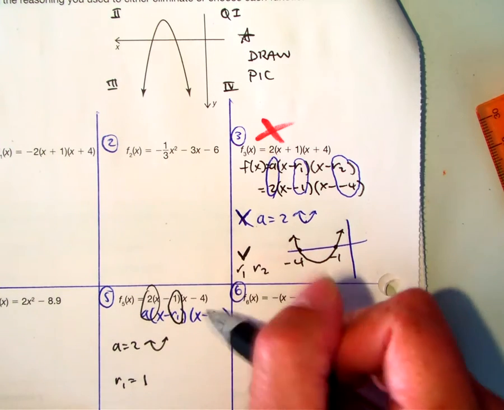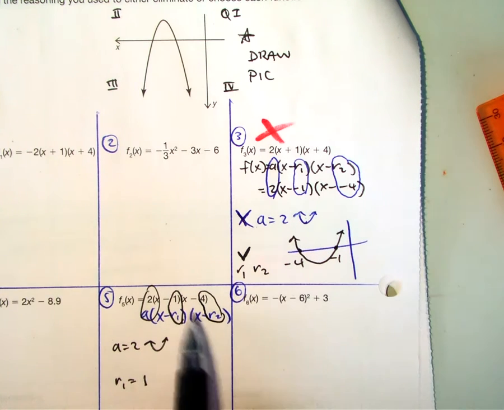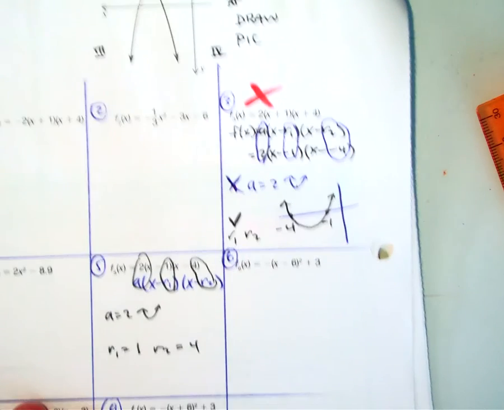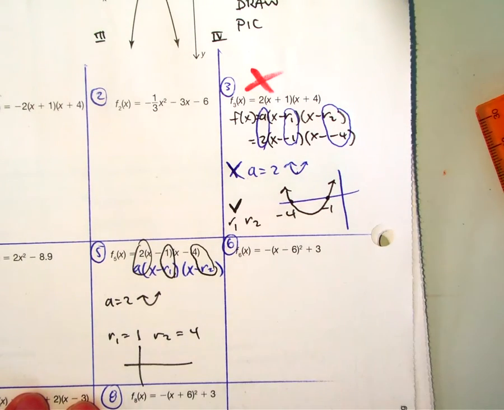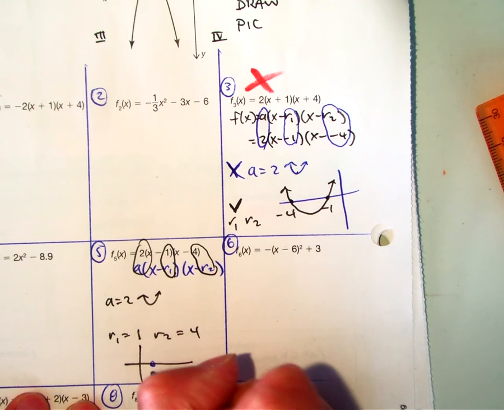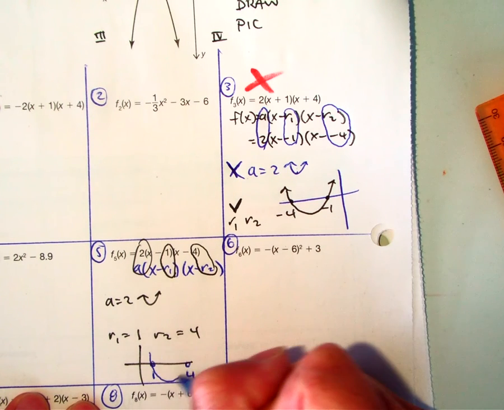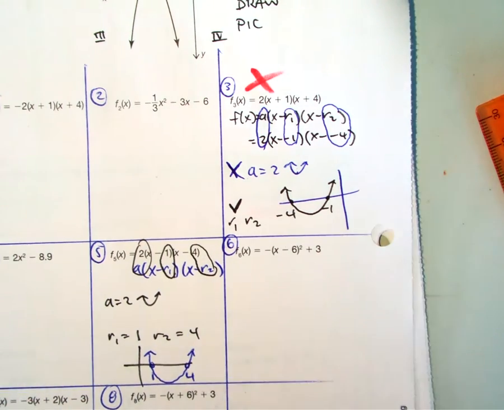And my R2 value is a +4. Do you see how I'm not circling the minus signs? So my graph should look something like this. Here's 1, here's 4, and the graph opens up. And now let's match it up with my graph.